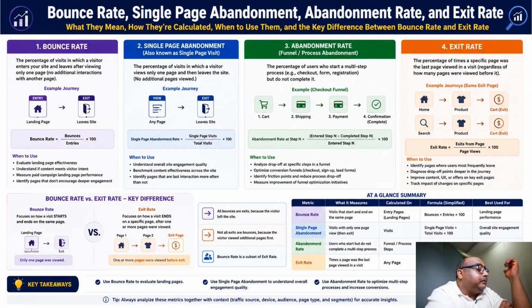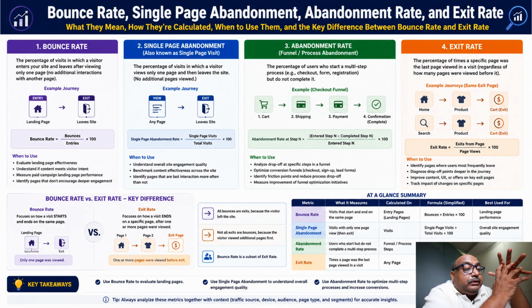So bounce rate focuses on how a visitor starts and ends on the same page. Exit rate focuses on how a visit ends on a specific page after one or more pages were viewed. This is the basic difference. What we can say is that all bounces are exits because the visitor has left the site, but not all exits are bounces because the visitor may have seen other pages before. Bounce rate is a subset of exit rate.